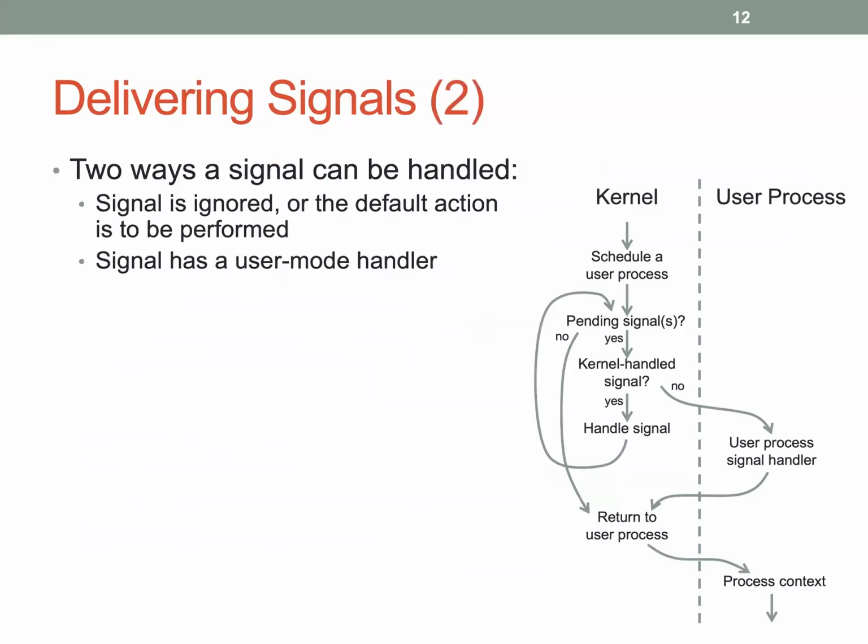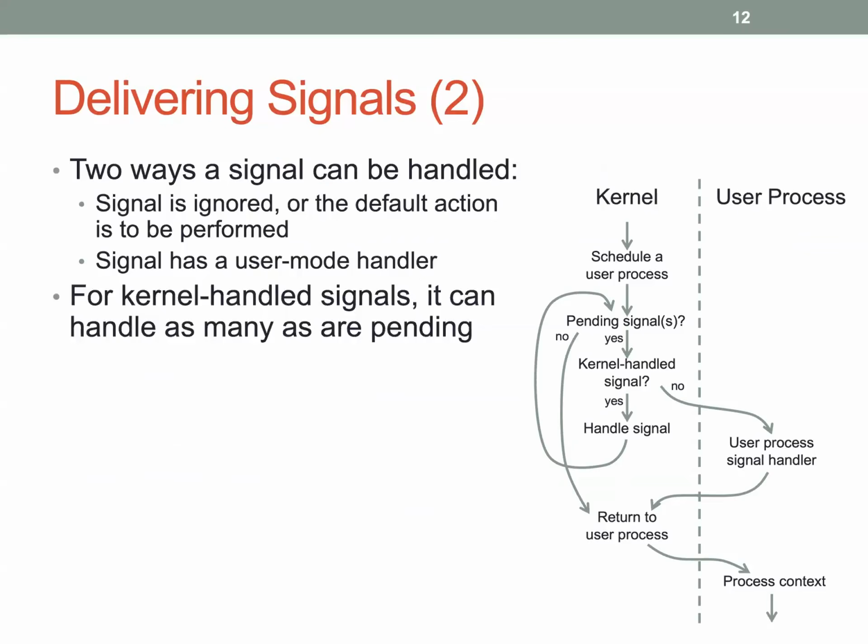Now here's a more accurate picture. Again, this is reflective of the Linux 2.6 kernel. There may be various tweaks to the details of this mechanism, but it is completely representative of how this works. So we have these two ways a signal can be handled, and you'll notice if we have a kernel handled signal, the kernel can try to get through as many of these queued up signals as possible, because they tend to be handled in simple, straightforward ways for the kernel to do quickly and in kernel mode, okay?